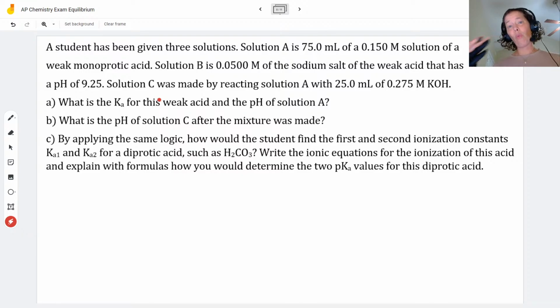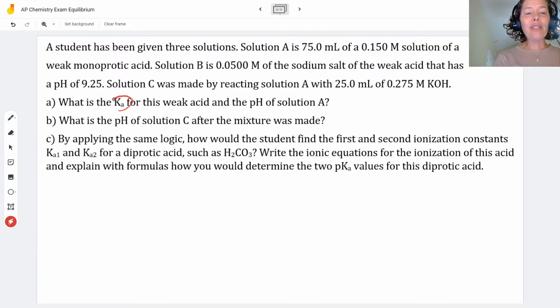Again, they're going to try to walk you through this question with parts A, B, and C. So part A is: what is the Ka for this weak acid and the pH of solution A? You'll notice we have some information on solution A, but we were given a pH of solution B only. So they want to know what is the Ka and what is the pH. Again, pay attention to the order that they ask you to do things. I always like to say there's more information on a test than you realize. They are giving you information, so use the test to help you.